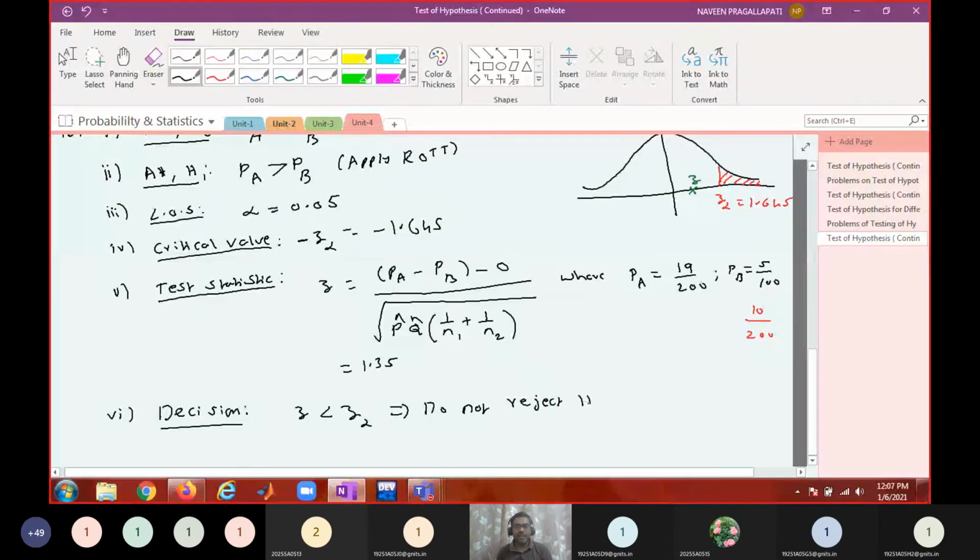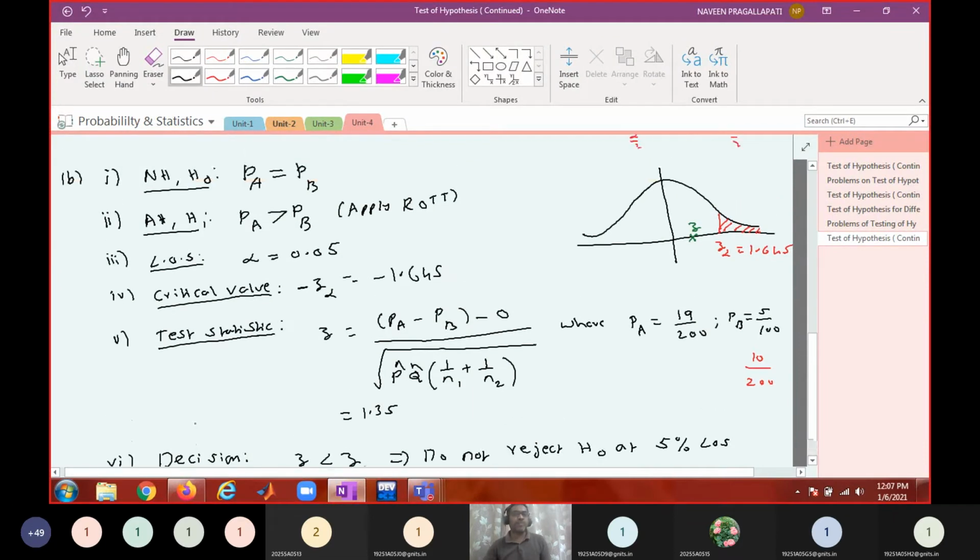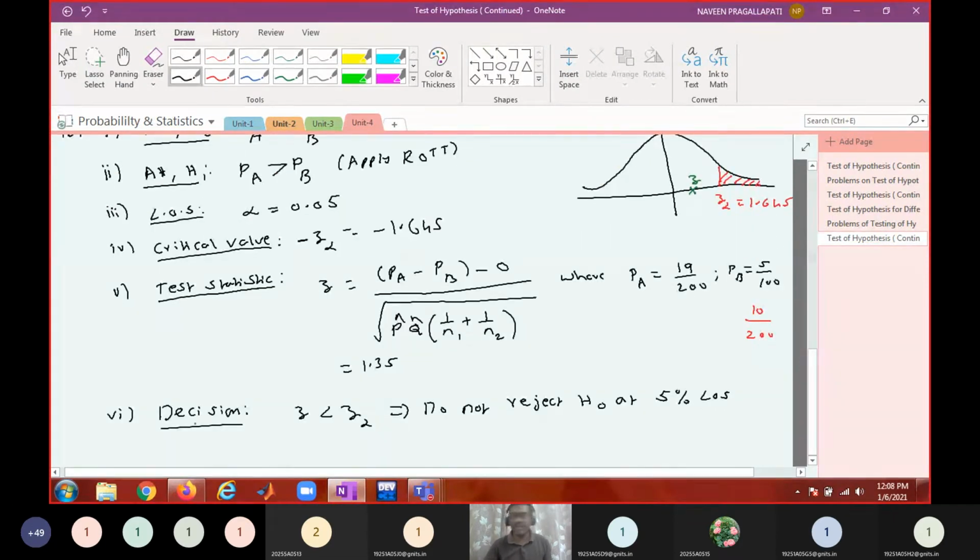Do not reject H naught at 5% level of significance. So whether it is one tail test or two tail test, there is not much difference between the proportionate number of defective machines produced by company A and company B. Though sample evidence suggests that PB is better than PA, actually it is not true at 5% level of significance.